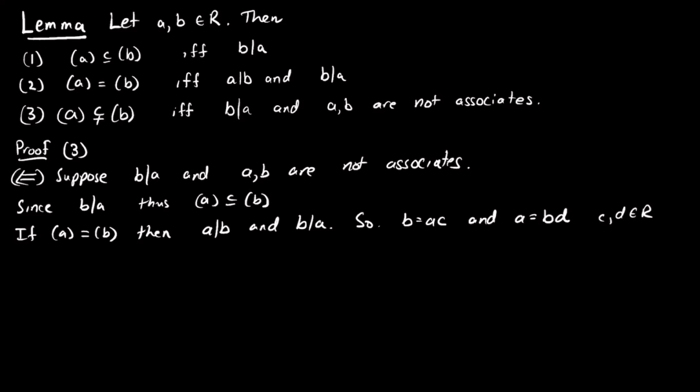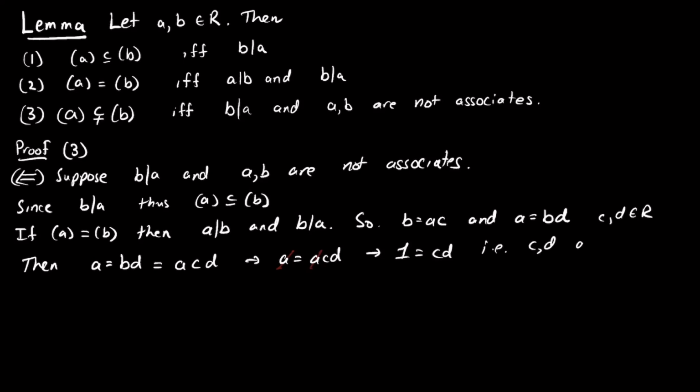Okay, and where does that get me? Well, I have that A is equal to B times D, and I know that B can be written as A times C, so A can be written as ACD. Where does that get me? I have that A is equal to ACD, and since I'm working in an integral domain, I have a cancellation law. I can cancel out these two A's. So this tells me that 1 can be written as C times D. In other words, C and D are units.